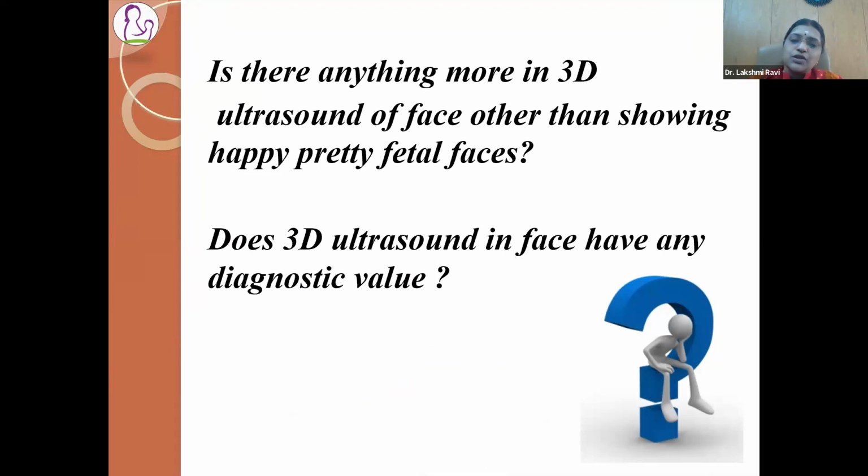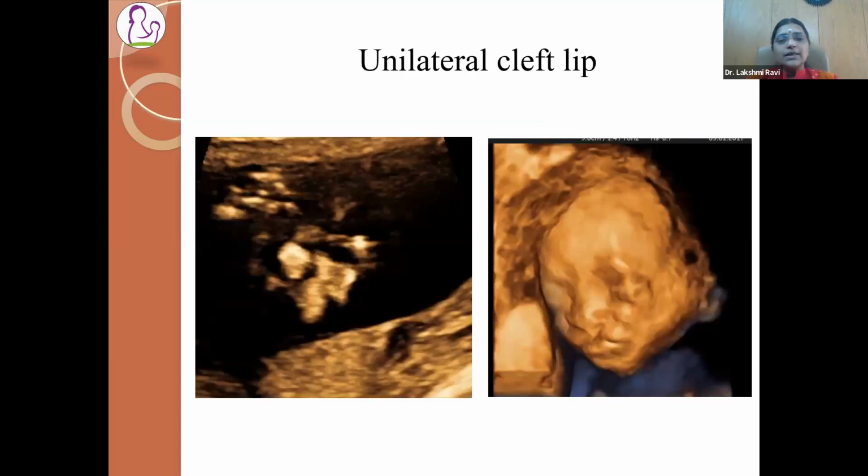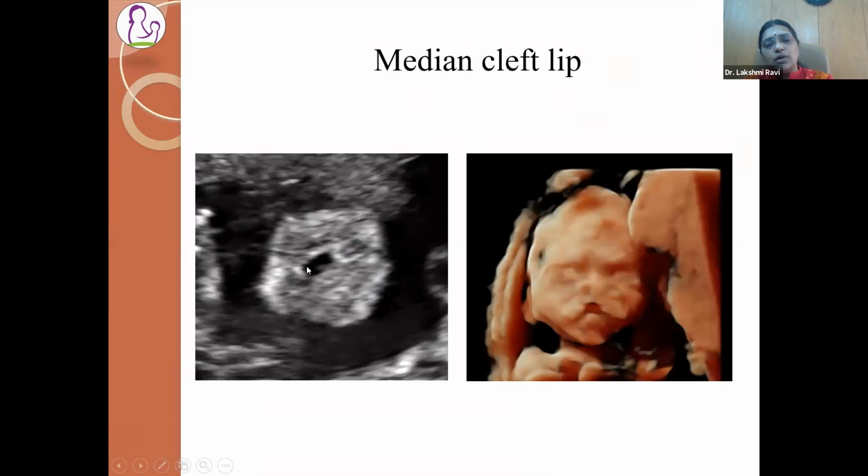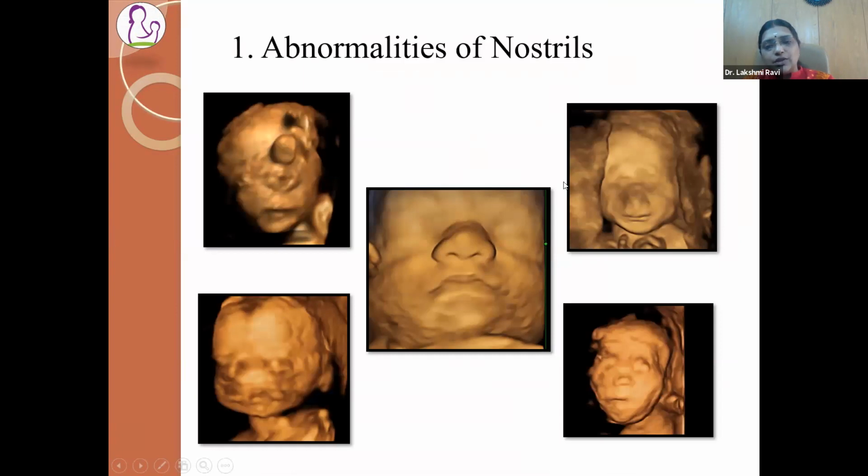So if you have listened to my lecture yesterday, I would have shown a few 3D sections when I took the basic lecture, but I reserved a few of them for this lecture because I wanted you to understand the potential of 3D ultrasound in diagnosing facial anomalies, especially cleft in the first trimester. So this, yes, unilateral cleft lip, you can nicely render and show it like this. This is a bilateral cleft lip shown nicely here in the surface rendering mode. The median cleft lip here shown as a defect here. And these are abnormalities of the nostrils, which I showed you yesterday.